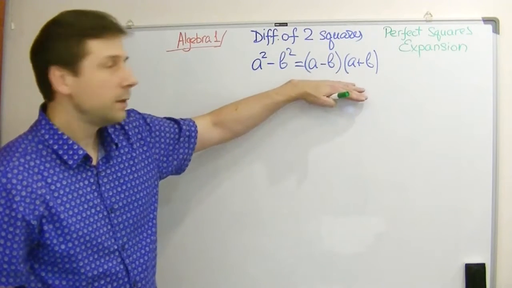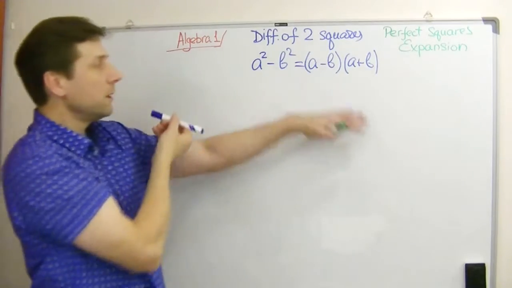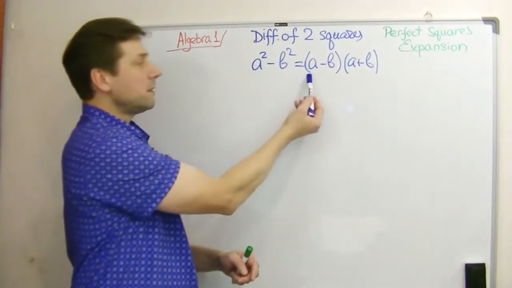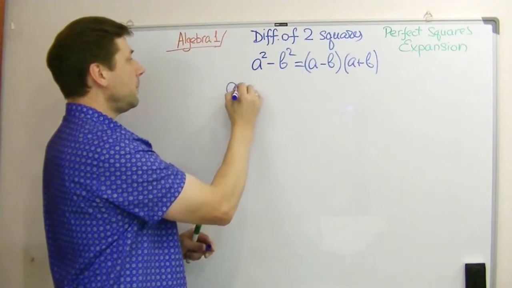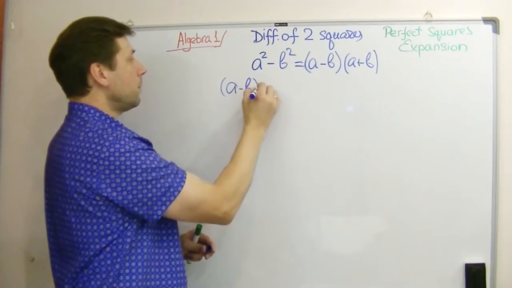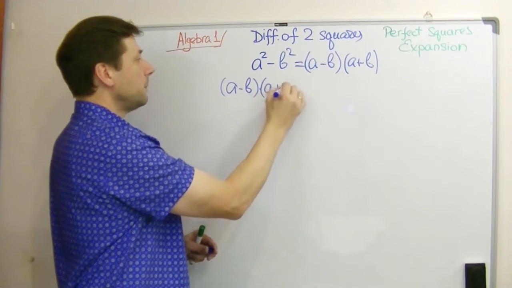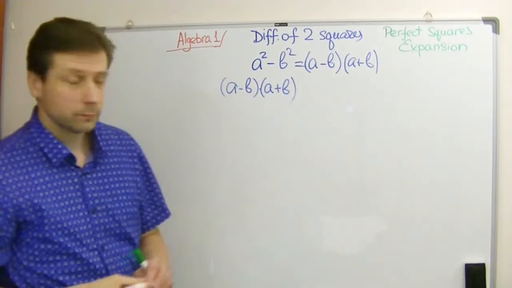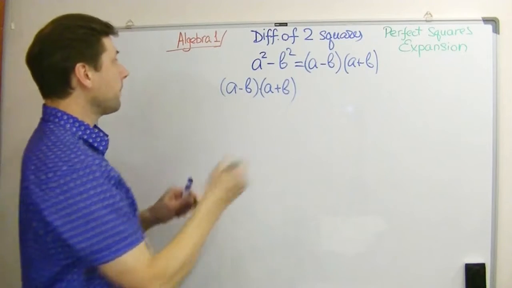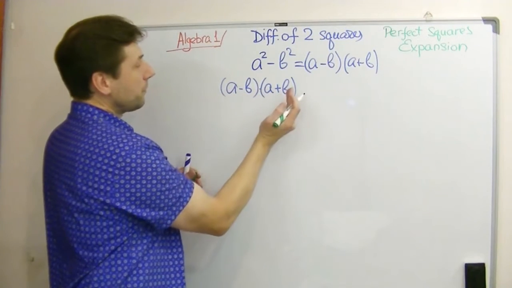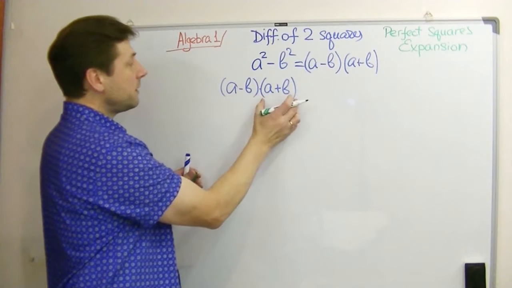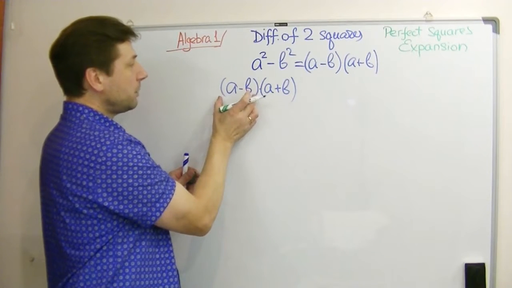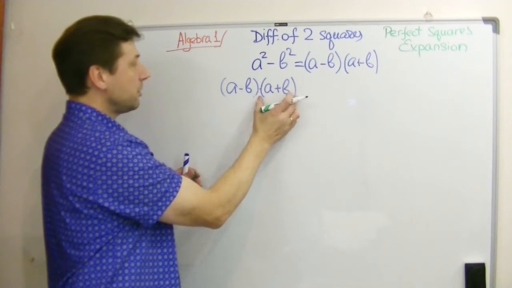The easiest way is to go backwards. How to find that this is the real equation? Okay, let's check it out. A minus b multiply a plus b. How do we do it? Let's see. If we do this multiplication with two parentheses, we have subtraction and we have addition, okay?